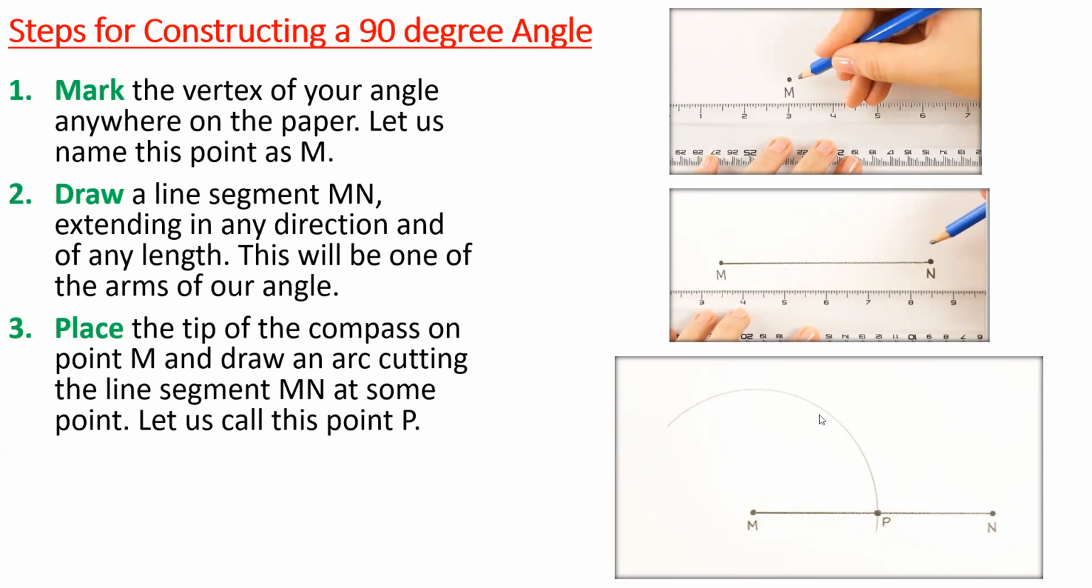Steps for constructing a 90-degree angle. Number one, mark the vertex of your angle anywhere on the paper. Let us name this point as M. Step two, draw a line segment MN extending in any direction of any length. This will be one of the arms of our angle. Step three, place the tip of the compass on point M and draw an arc cutting the line segment MN at some point. Let us call this point P.